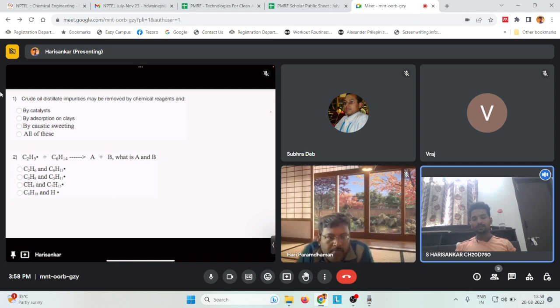The first question: crude oil distillate impurities may be recovered by chemical reagents, and the options are as given: by catalyst, by adsorption on plates, by caustic sweetening, and all of these. Any guesses for the answer?